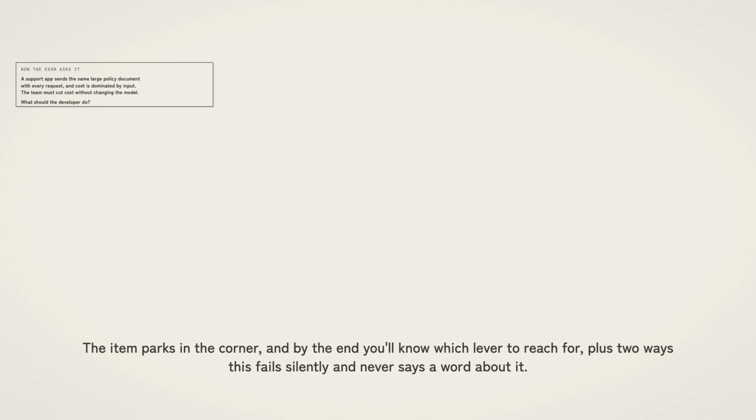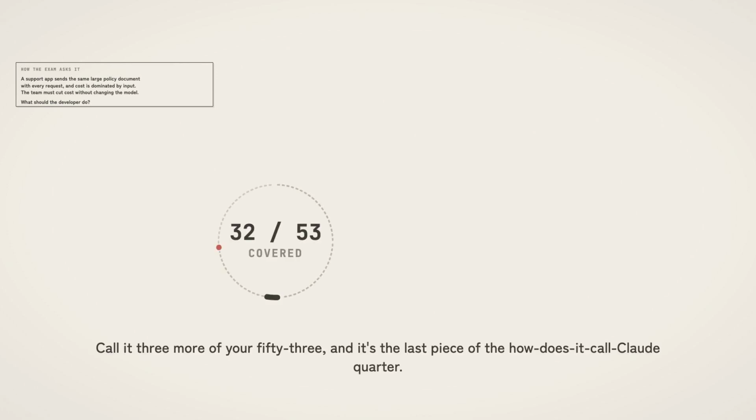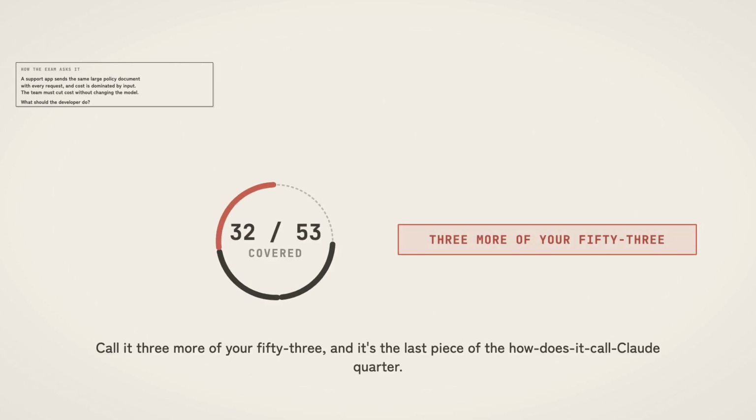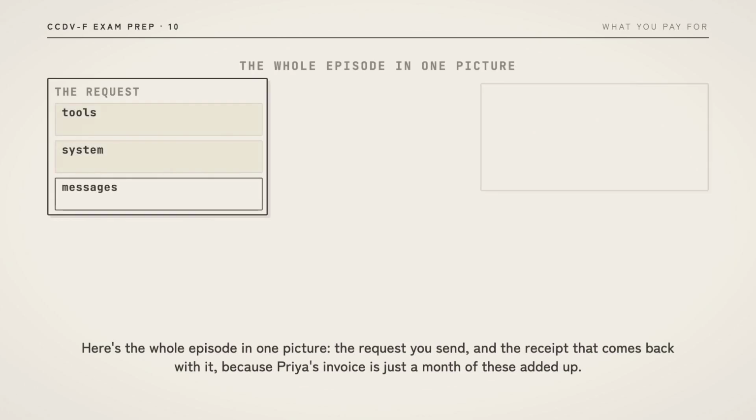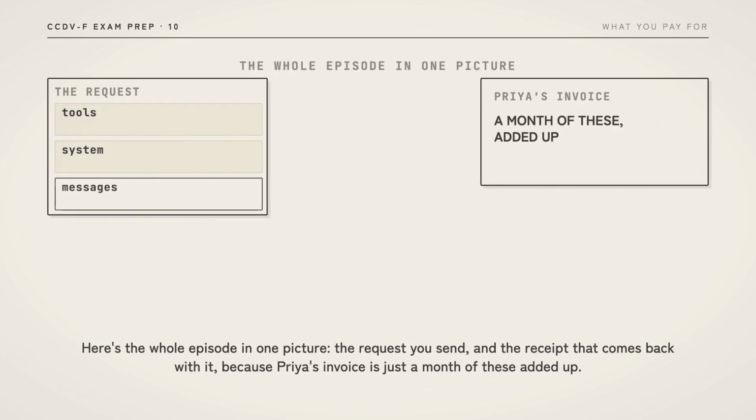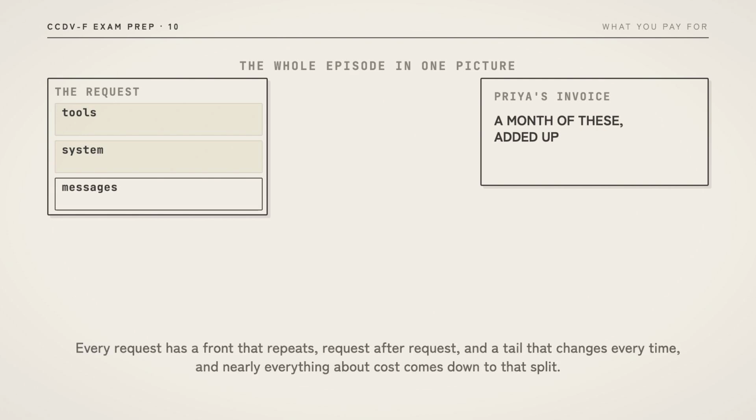Plus two ways this fails silently and never says a word about it. Call it 3 more of your 53, and it's the last piece of the how does it call Claude quarter. Here is the whole episode in one picture. The request you send and the receipt that comes back with it, because Priya's invoice is just a month of these added up. Every request has a front that repeats, request after request, and a tail that changes every time, and nearly everything about cost comes down to that split.